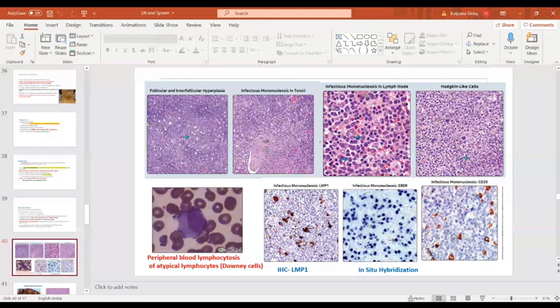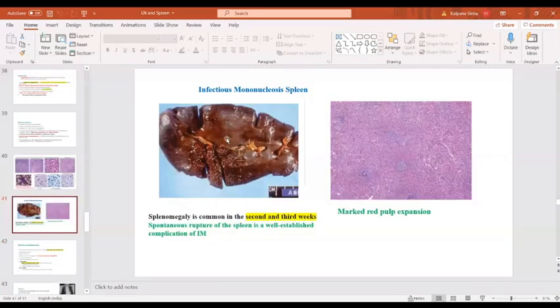So this is a spleen involved in infectious mononucleosis. The spleen is involved in the second to third week. It is very rare, but it is a known condition, and it can cause rupture. Splenic rupture can happen in a patient with infectious mononucleosis, and you can see a marked expansion of the red pulp, and you can hardly see the white pulp.